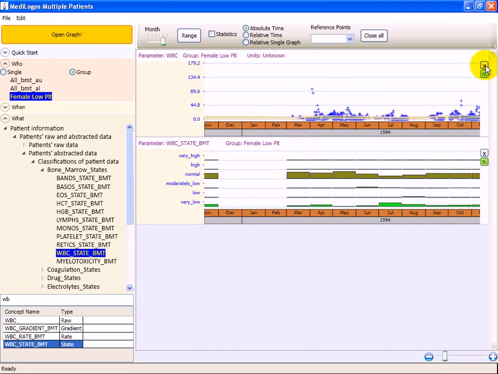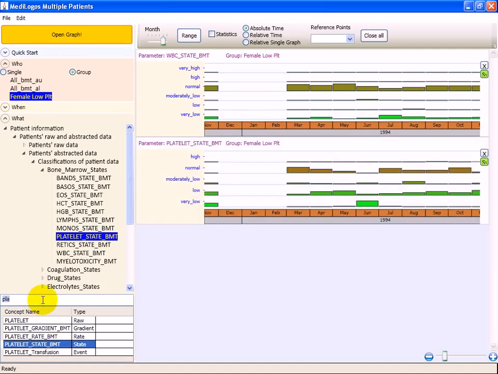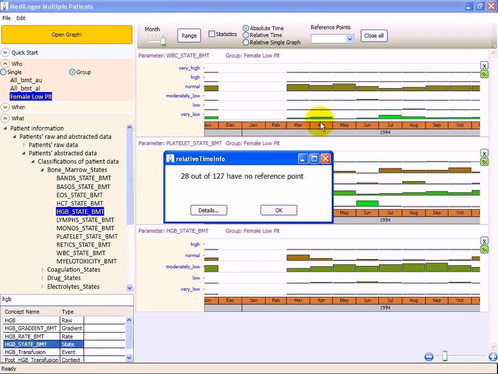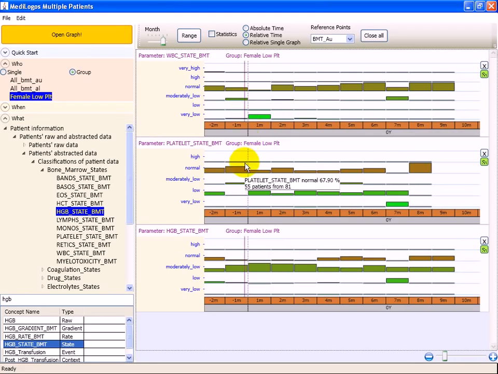In order to demo one of our most interesting technologies, we will open up other state graphs, such as platelet state and hemoglobin state. This will allow us to explore the data in relative time. In the upper part of the screen, we can choose between two different types of bone marrow transplant operations. Choosing the upper one, the pop-up window shows that some of the population have not met the criteria. Relative time is represented by the dotted line here in the center of the screen.